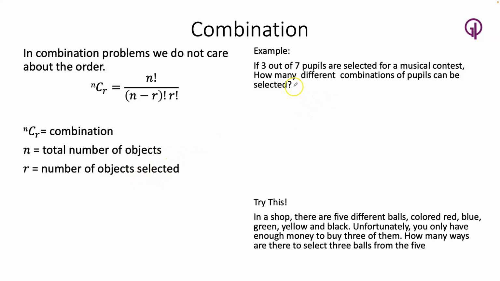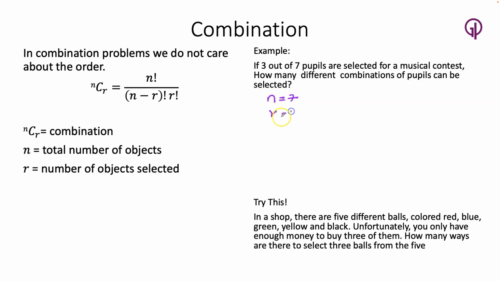Now let us jump into this example, which says if 3 out of 7 pupils are selected for a musical contest, how many different combinations of pupils can be selected? Okay, so here we know what n is. n is 7.